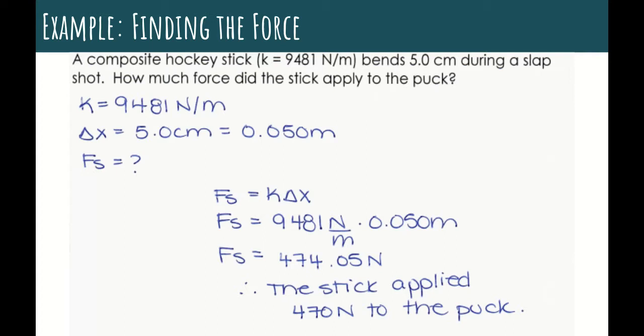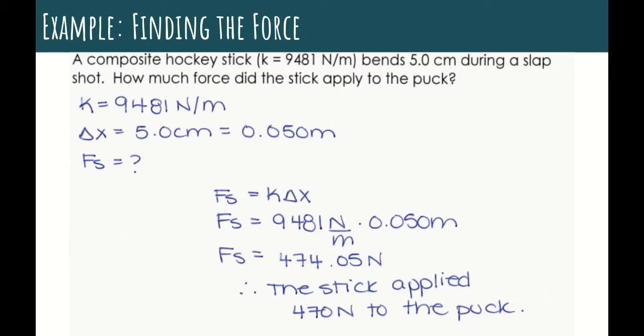We have the distance, which was given to us in centimeters, but we need to convert that to meters. So we're going to move our decimal point over, or you can divide it by 100. 5 centimeters is equal to 0.05 meters, and we're trying to find the force that's going to be applied. Here we do not need to change our formula at all. We don't need to rearrange it. We're finding the force of the spring.